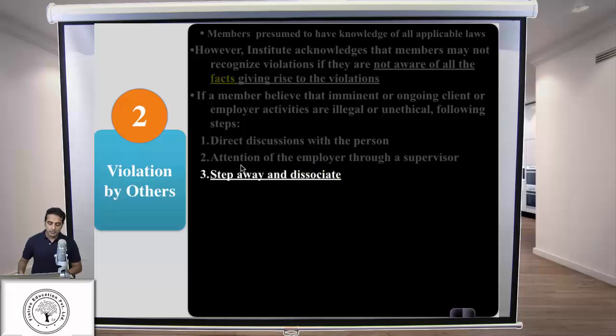Now step number 3, step away and disassociate. If you just do the first 2, but you still remain in the group, you are still in violation of the Code of Standards. Are we okay here? So it is important that you disassociate yourself from the activity.